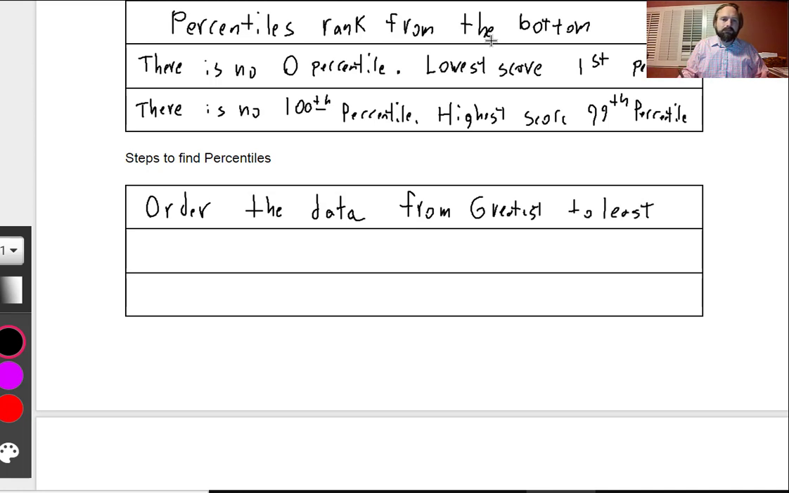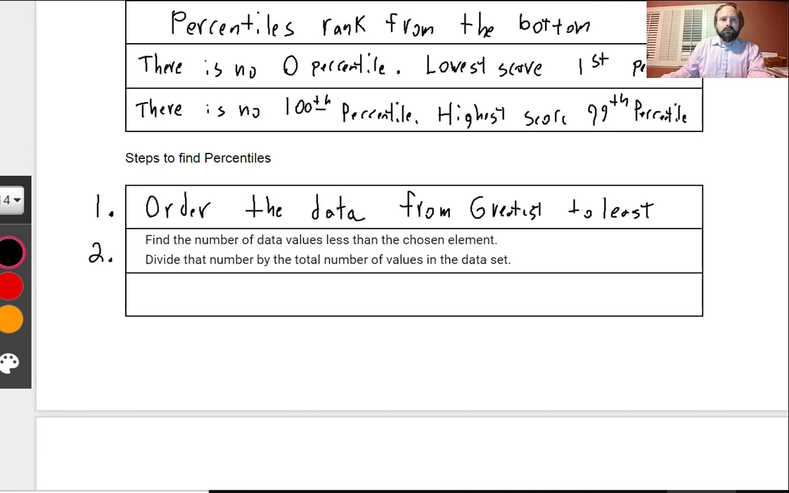All right. Next, so that's step 1. So let's write a 1. Now we're going to put 2. And the next step, step 2, is find the number of data values less than the chosen element. So you find out where yours is that you want, that data, and then see how many are underneath it.